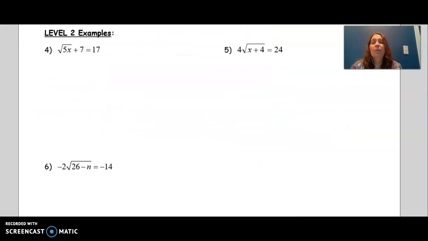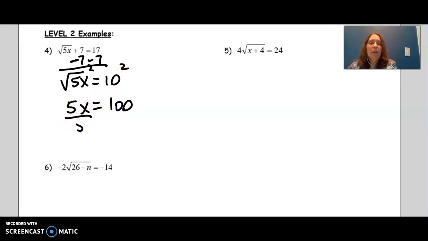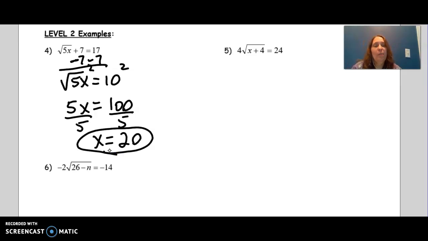For these last 3 problems, you'll see that there is a little more going on in each one. The key is to get the radical by itself, then square both sides, then solve for x. So in this case, we should subtract 7 from both sides, and then we'll get the radical alone. Squaring both sides, we'll get rid of the radical on the left, so we just have 5x, and 10 squared is 100. Now we need to divide both sides by 5, and we'll end up with x equals 20. And again, you can go back and check your answer in the calculator or on a piece of paper.